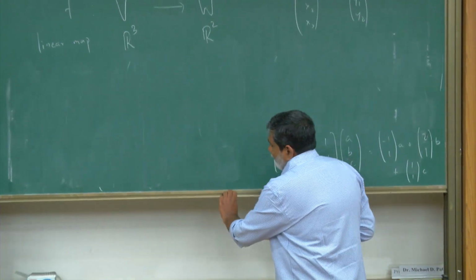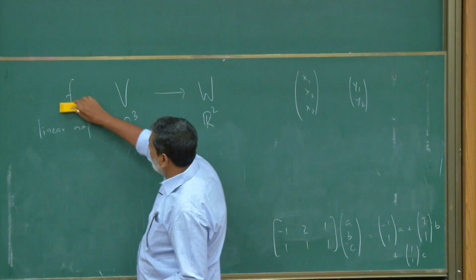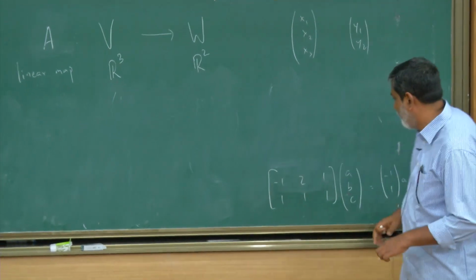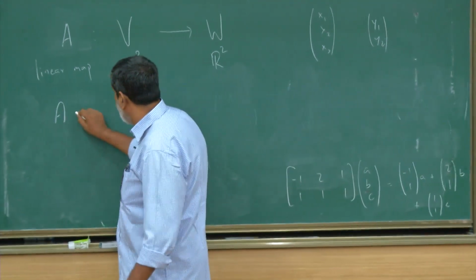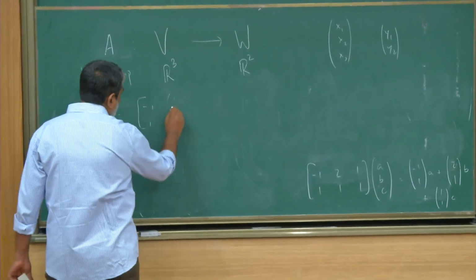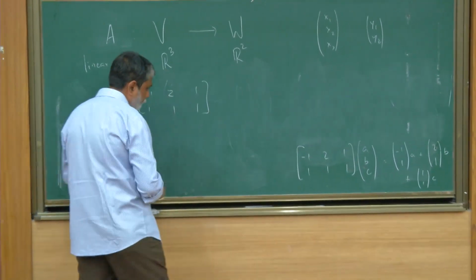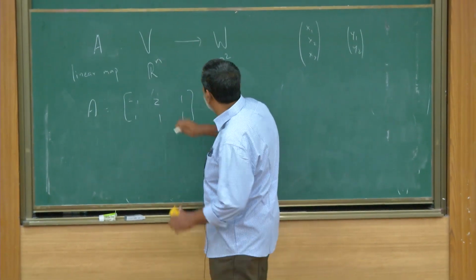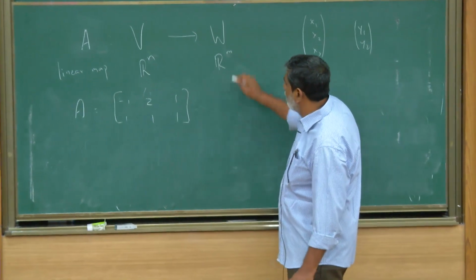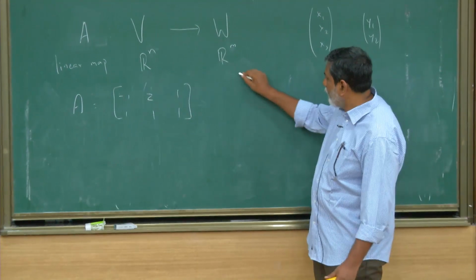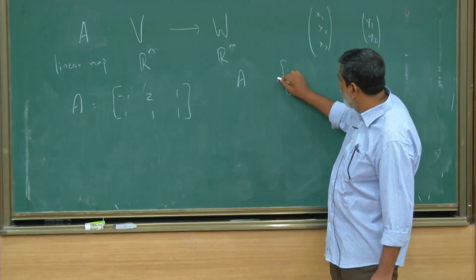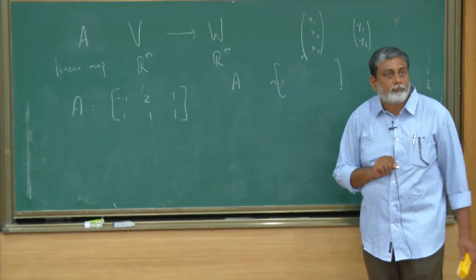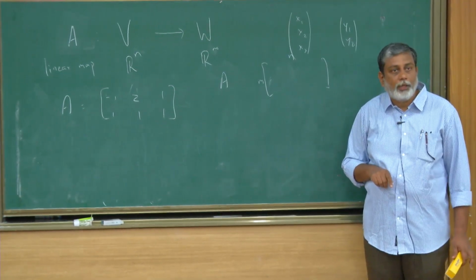So now that we have a linear map like this, we will represent the linear map by, let's say, some A, and let's say A is given by this matrix (-1, 1), (2, 1), (1, 1). In general, this could be some Rn, and this could be some Rm, and this would give rise to a matrix A which has m rows and n columns.